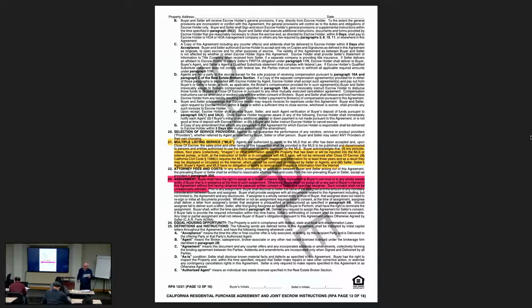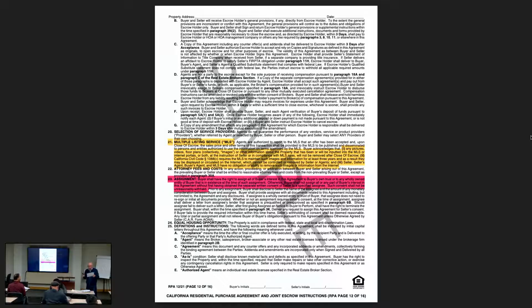23 on assignment. Buyer shall have the right to assign all of buyer's interest in the agreement to buyer's own trust or to any wholly owned entity of buyer that exists at the time of such assignment. So if you write it out for an individual and you decide you want to put the property in your trust, that's an assignment, but it doesn't require seller's approval. Otherwise, buyer shall not assign all or any part of buyer's interest in the agreement without first having obtained a separate written consent of seller to a specified assignee. Such consent shall not be unreasonably withheld.